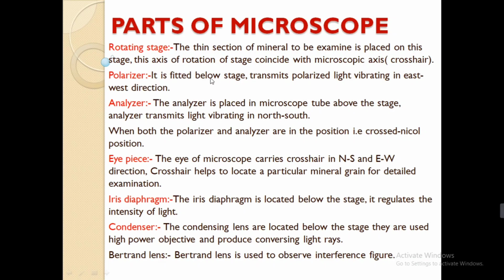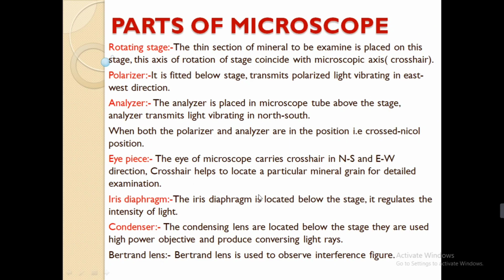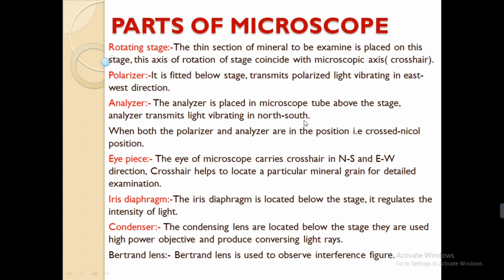Polarizer, it is fitted below the stage. Transmitted polarized light vibrates in the east to west vibration direction. This is the polarizer. In this case, the transmitted light passing through it has an east to west vibration direction. Similarly, the analyzer is placed in the microscope tube above the stage. The analyzer transmits light vibrating in the north-south direction. Here in this case, the analyzer is placed above the microscope stage, whose vibration direction is north-south.